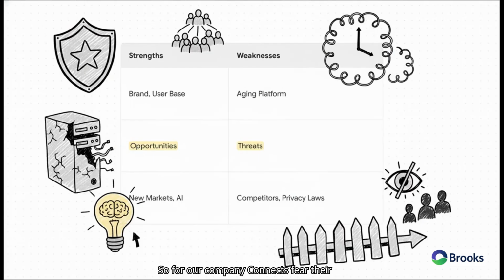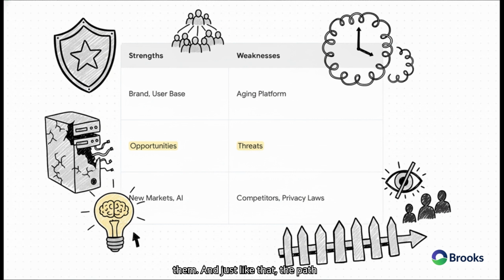So for our company, ConnectSphere, their SWOT might look something like this. A big strength is their brand recognition and huge user base. But a major weakness, their technology is getting old. Then you look outside. There's a huge opportunity to use new AI features, but there's also a big threat from newer, faster competitors. Now, the key to a good SWOT is brutal honesty, especially about your weaknesses. The moment you write them down, you can start planning how to fix them.